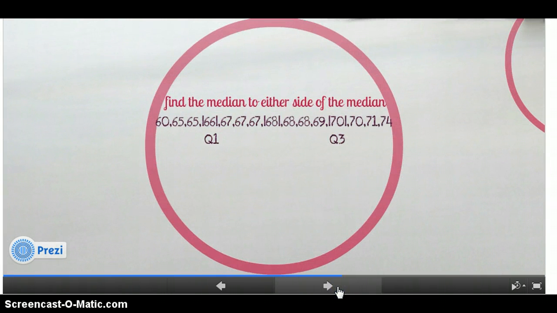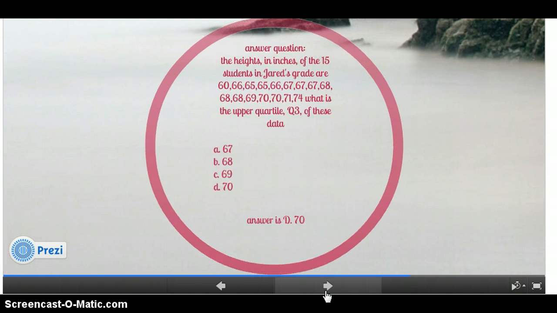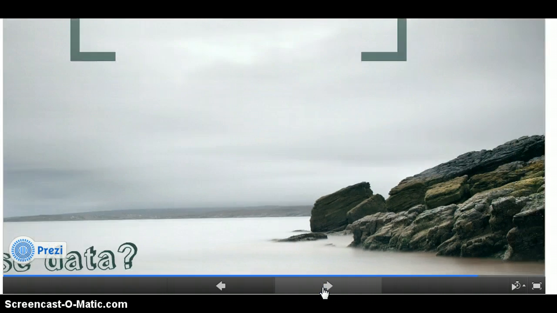Find the median and the median to either side of the median: 60, 65, 65, 66, 67, 67, 67, 68, 68, 68, 69, 70, 70, 71, 74. Answer the question. The heights in inches of the 15 students in Jared's class are... And then, what is the upper quartile, Q3, of this data? A, 67. B, 68. C, 69. D, 70. The answer is D, 70.